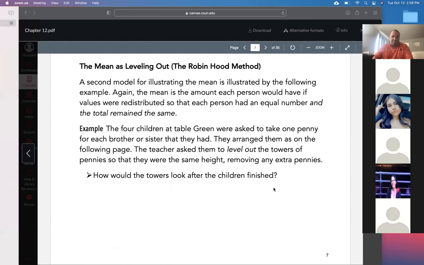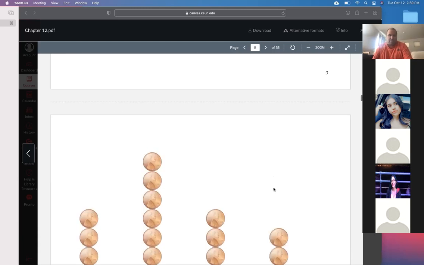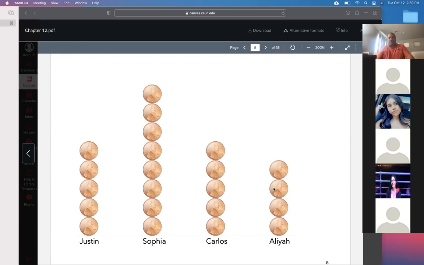Okay. So a second model for illustrating the mean is illustrated by the following example. Again, the mean is the amount each person would have if values were redistributed so that each person had an equal number and the total remained the same. So here's an example. The 4 children at table green were asked to take 1 penny for each brother or sister that they had, and they arranged them as on the following page. So Justin, Sophia, Carlos, and Alia: 5, 10, 13, 18, 22. So that's how many siblings each one had.